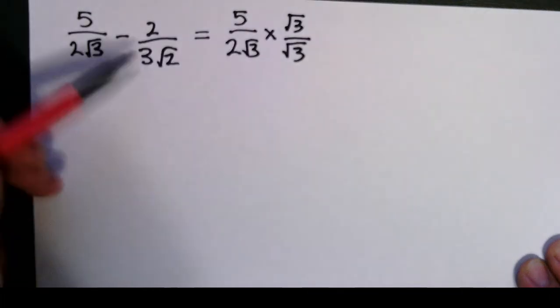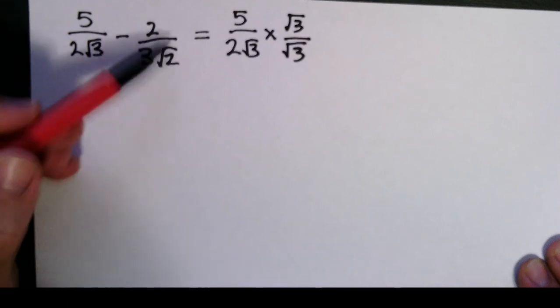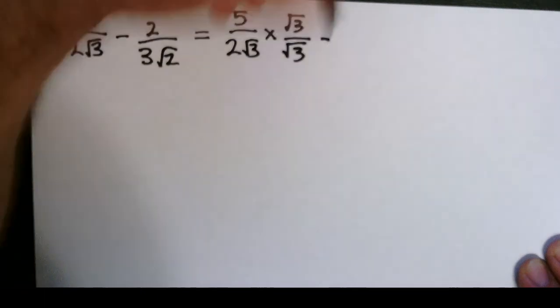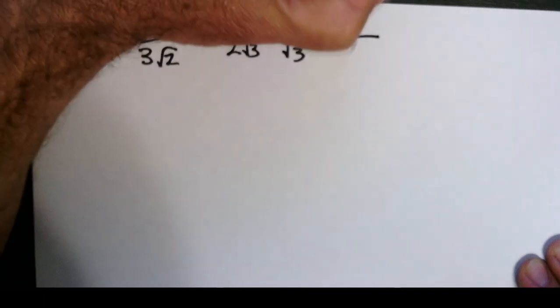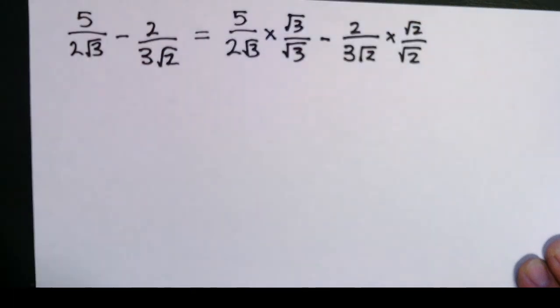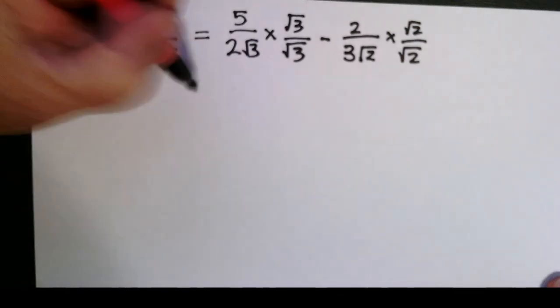Now same deal for the negative 2 over 3 root 2, I'm going to multiply above and below by root 2. So that's going to look like this. So we've got minus 2 over 3 root 2 times root 2 over root 2. You're probably sitting there looking at it thinking, oh, it's so much more complicated. Let's just go one step at a time. Don't panic, we'll go through one step at a time.